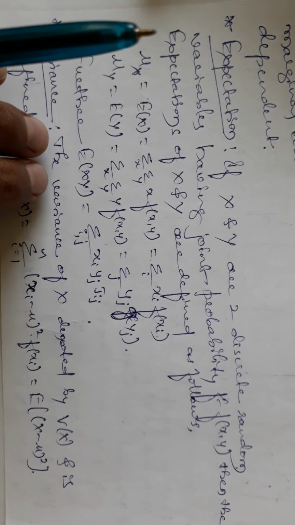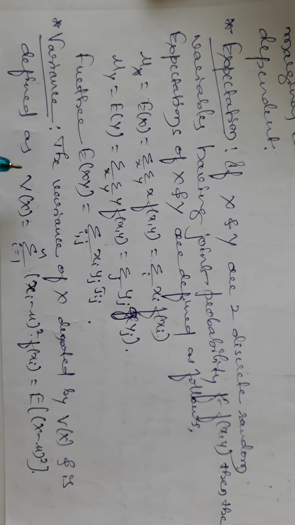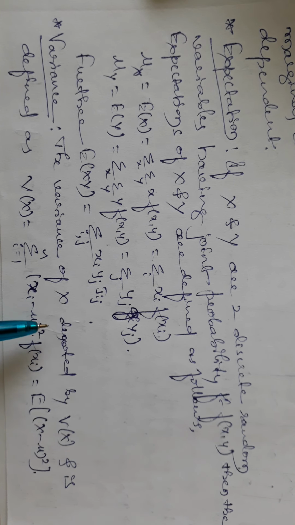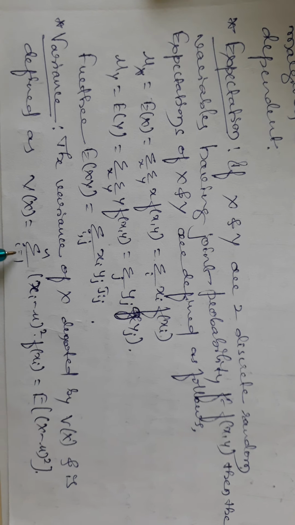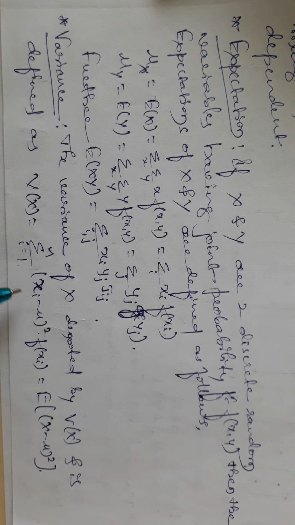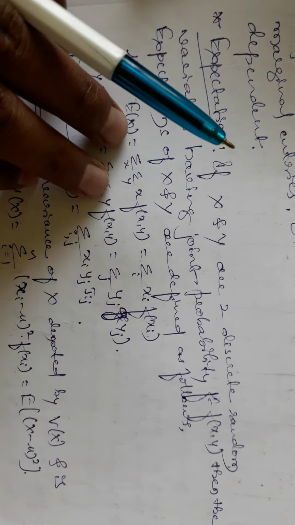Now we have variance. The variance of x is denoted by V of x and is defined as V of x equal to summation over i equal to 1 to n of xi minus mu whole square into f of xi, which is simply denoted as E of x minus mu whole square.